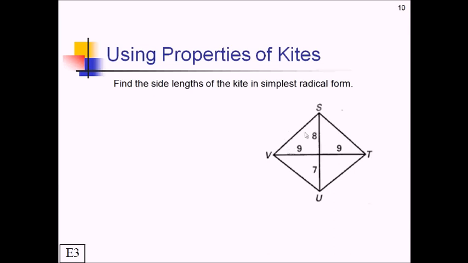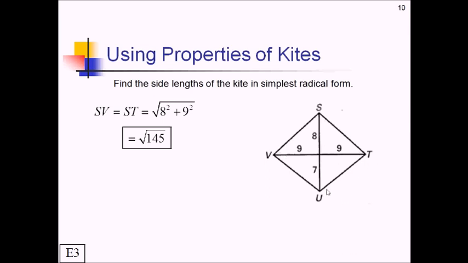So SV and ST, since we do have a kite, we know that these sides that are right next to each other are going to be congruent. Those equal just the square root of 9 squared plus 8 squared. So that's going to be 64 plus 81, so square root of 145. And we can't really simplify that anymore. There's no perfect squares. So we keep going.